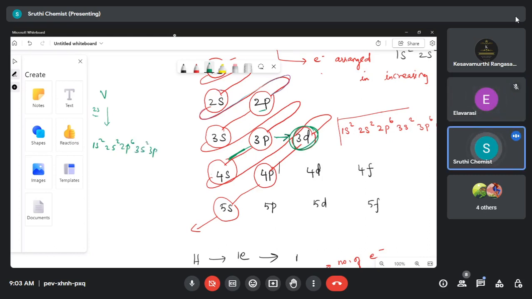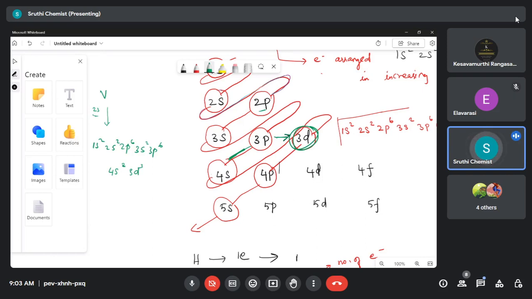Very good. 3s2, 3p6, 4s2, right? 4s2, 3d3, right? It is 4s2, 3d3. So before filling the 3d electrons, we have to fill the 4s electrons. Okay. Yes. We have one more topic, which is half filled and completely filled.